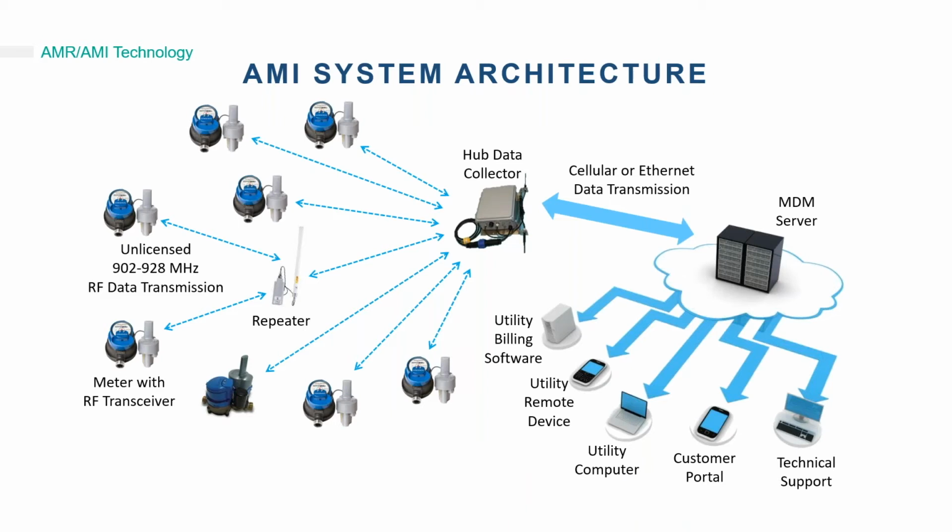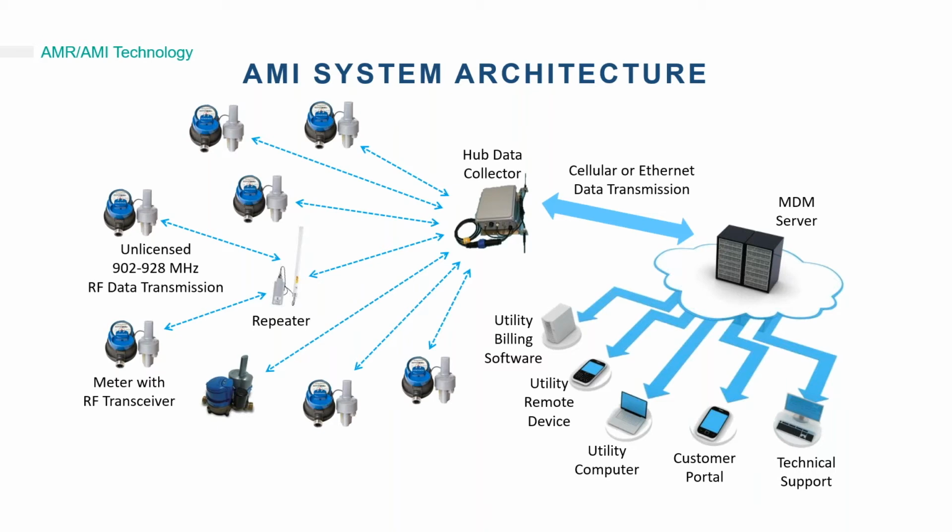So the architecture of an AMI system can also vary greatly depending on the manufacturer, but generally they include the same components. A water meter, of course, that's equipped with a two-way battery powered radio transceiver that allows the meter to send and receive data.